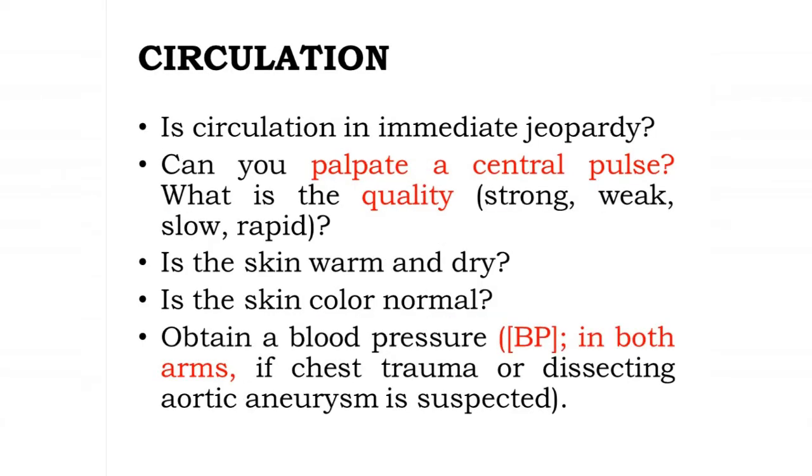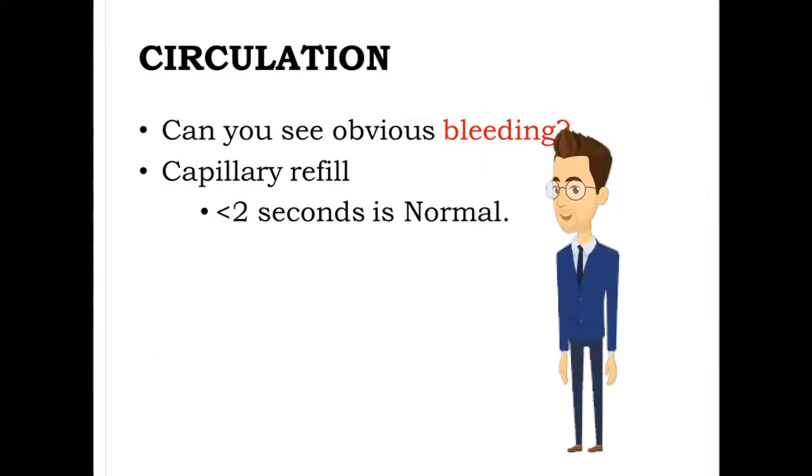C for circulation. Is circulation in immediate jeopardy? Can you palpate a central pulse? What is the quality? Strong, weak, slow, rapid? Is the skin warm and dry? Is the skin color normal? Obtain a blood pressure, BP, in both arms, if chest trauma or dissecting aortic aneurysm is suspected. Can you see obvious bleeding? Or check the capillary refill.